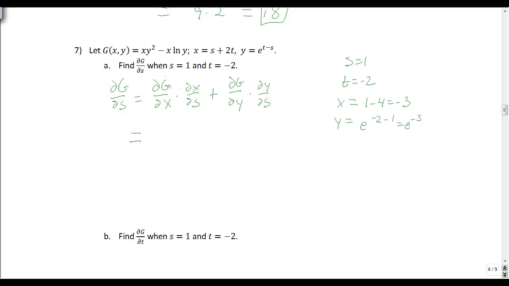Okay, so now partial g with respect to x. Oh, I wrote those down. I didn't actually calculate my partials here yet. Partial g with respect to x, that's going to be y squared minus natural log of y, times partial x with respect to s, that's 1. Okay. So plus partial g with respect to y, it's going to give me a 2xy, minus x times 1 over y, that'd be like x over y, might be a way I'd write that. And then we have to multiply partial of y with respect to s. So that's going to be a negative e to the t minus s.